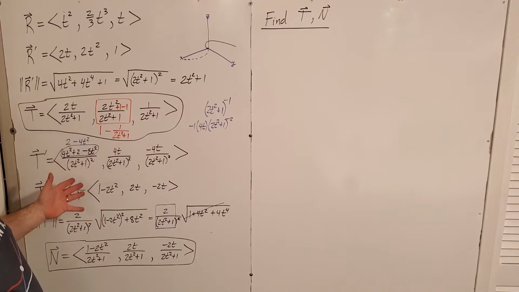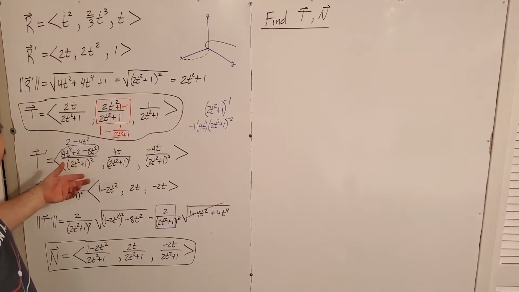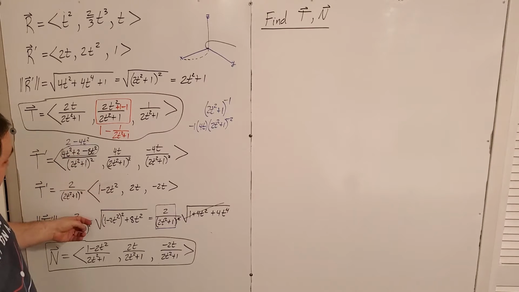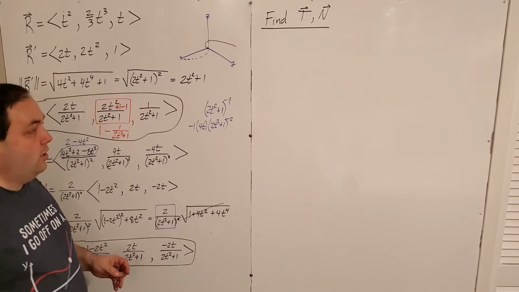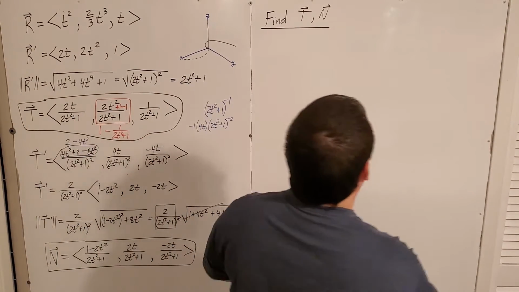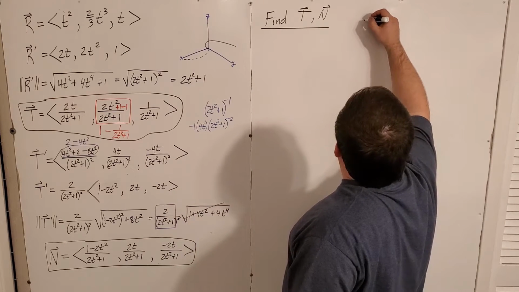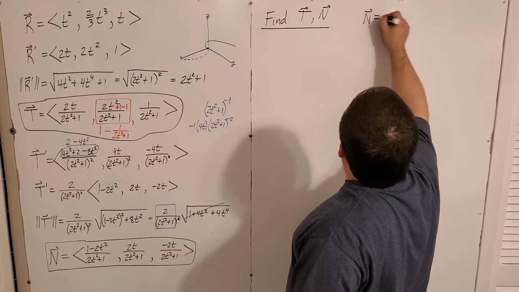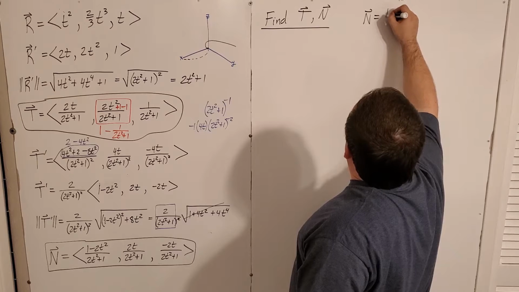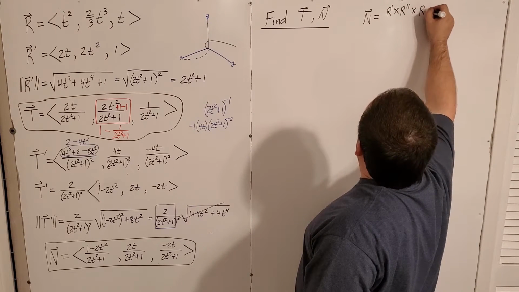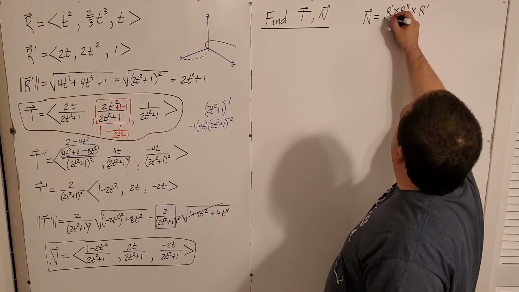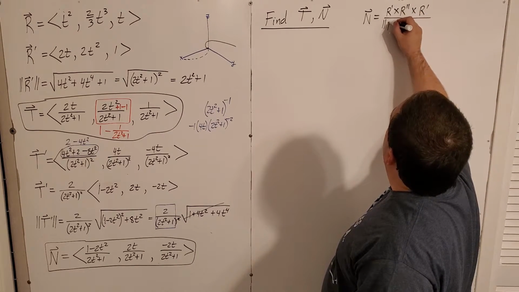So not horrible, but I did have some quotient rules built in there and a good bit of factoring that I had to do. Let's try using that other method that I was talking to you about with that other formula, right? I showed you that n was equal to, if I were to do r prime cross r double prime, then cross again with r prime and divide by its own length.